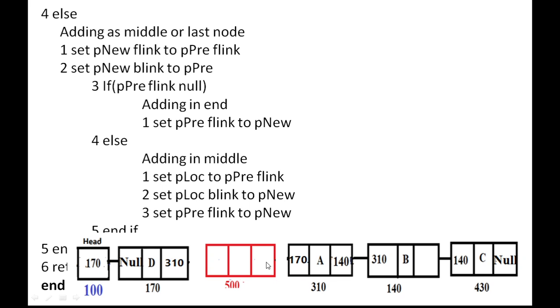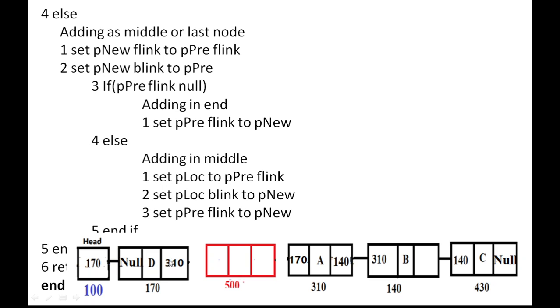So these steps are needed. We have to put the data, and after that the backward pointer of the new node is going to be assigned with the p pre, and its forward pointer is assigned with the forward pointer of the p pre.